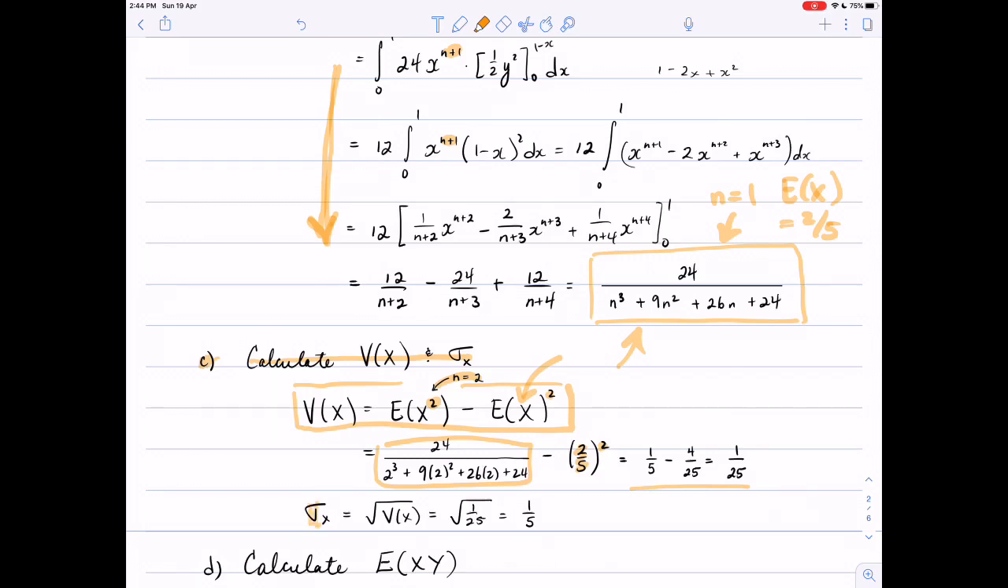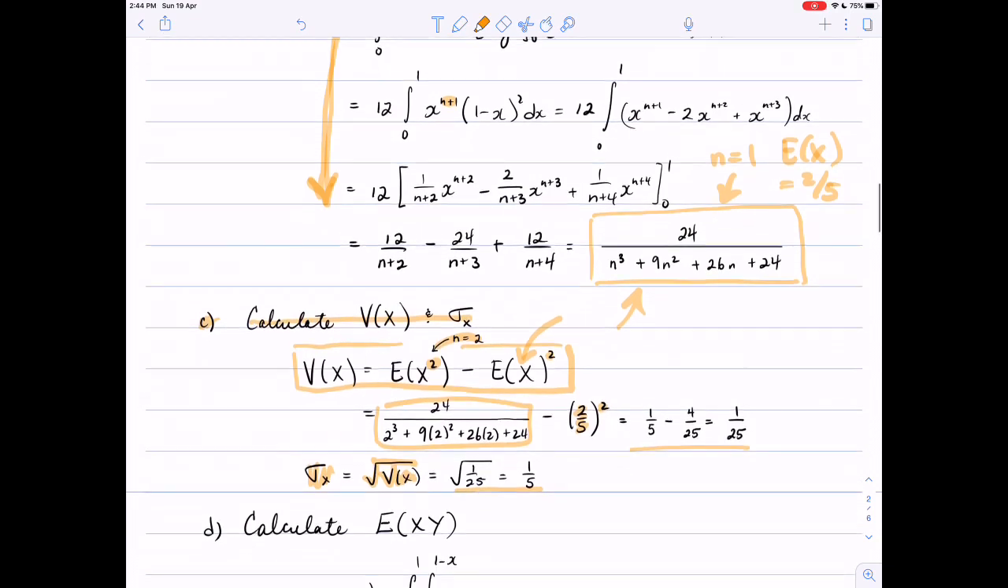The standard deviation is the square root of the variance, and so the square root of 1 over 25 is 1 over 5.